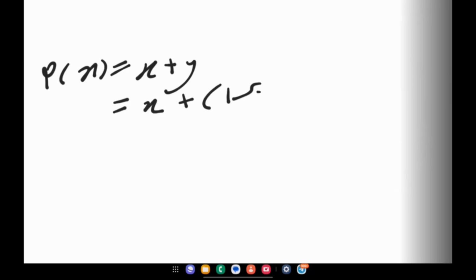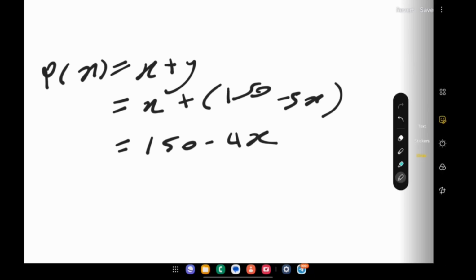Now, we know the total number of seats, P(x), is simply the sum of the number of tables and chairs. We're going to put it as P(x) equal to x plus y, equal to x plus, in brackets, 150 minus 5x, equal to 150 minus 4x. This is a linear function, but we want to approximate the problem using a quadratic function.